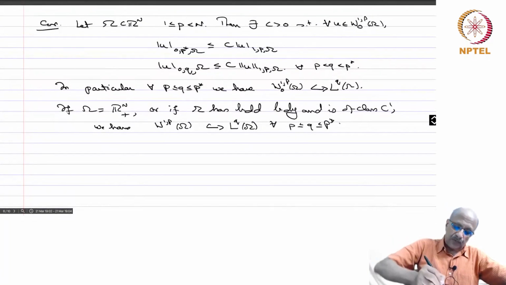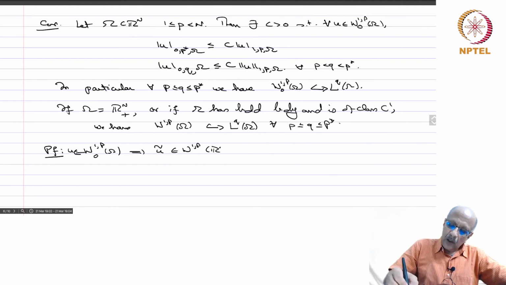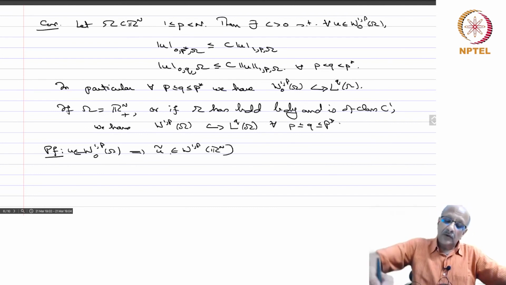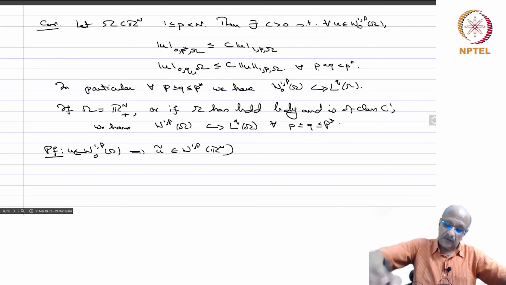What is the proof of this? It is very simple. If u is in W^{1,p}_0 of omega, then you have u tilde, the extension by 0, belongs to W^{1,p}(Rn). For u tilde you write down these two inequalities, and nothing happens outside omega, and therefore you have the inequalities for omega itself. Okay, so that gives you the proof.